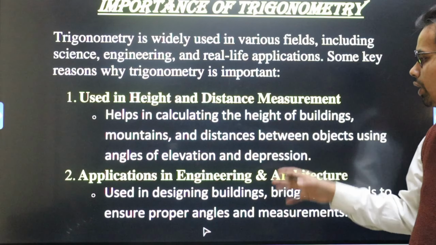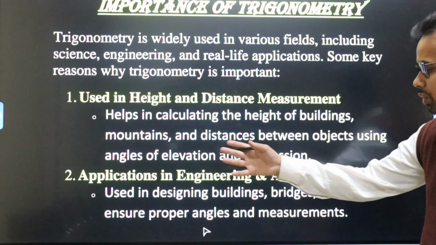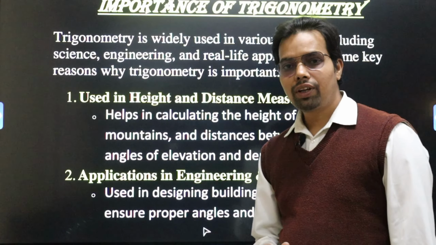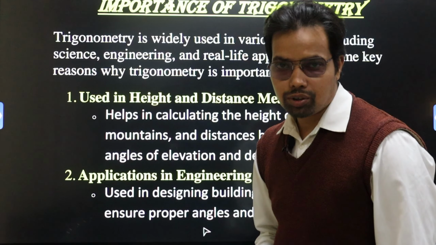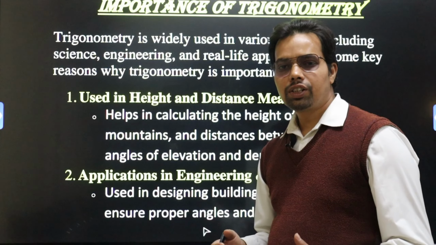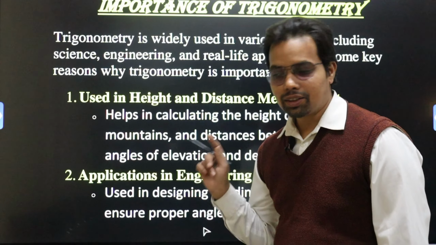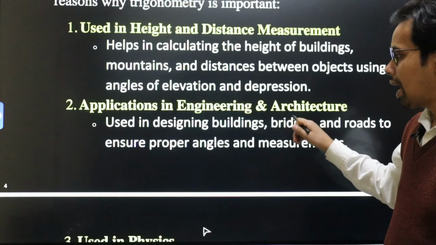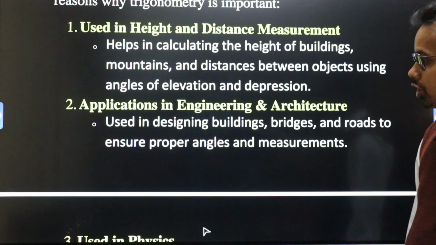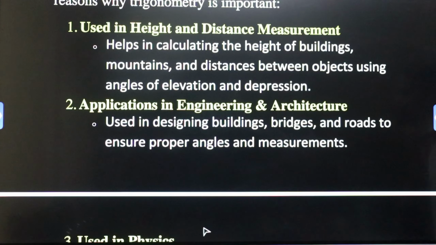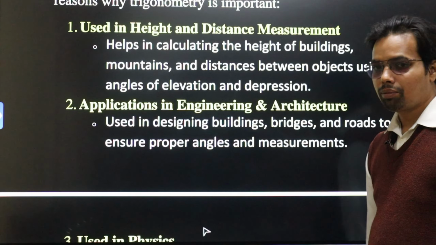It helps in calculating the height of buildings, mountains, and distances between objects using angle of elevation and angle of depression. Okay, we will discuss angle of elevation and angle of depression in the chapter height and distance. Point number 2 is application in engineering and architecture. It is used in designing buildings, bridges, and roads to ensure proper angles and measurements.